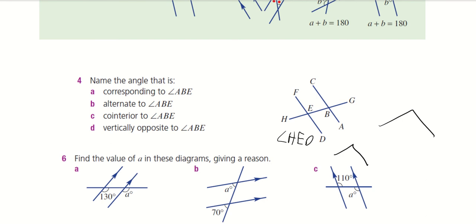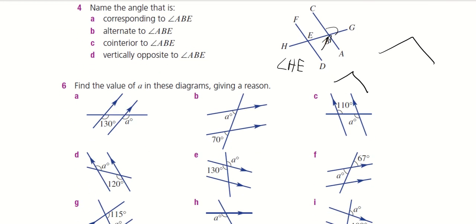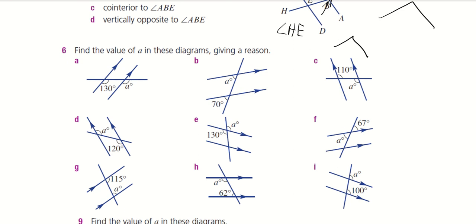Okay, co-interior, and I better rub some of this stuff out. Co-interior to EBA, remember living together, is DEB. DEB, remember the house, look, they live together. That's the closest one that doesn't cross a line. Vertically opposite to EBA or ABE, again, it's like an arrow pointing, is this one here, GBC or CBG. Okay, remember to draw your angle symbols.